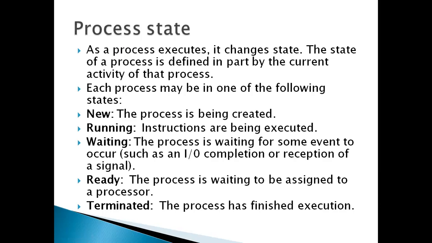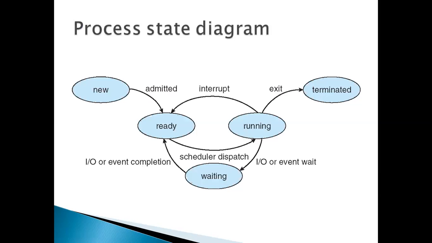As a process executes, it changes its states. Each process may be in any of the following states. Basically there are five states: new, running, waiting, ready, and terminated. Now let's see the process state diagram, which shows all the states of a process. Initially when a process is created, it will be in the state called new. Once it is ready to execute, it will move from the new state to the ready state.